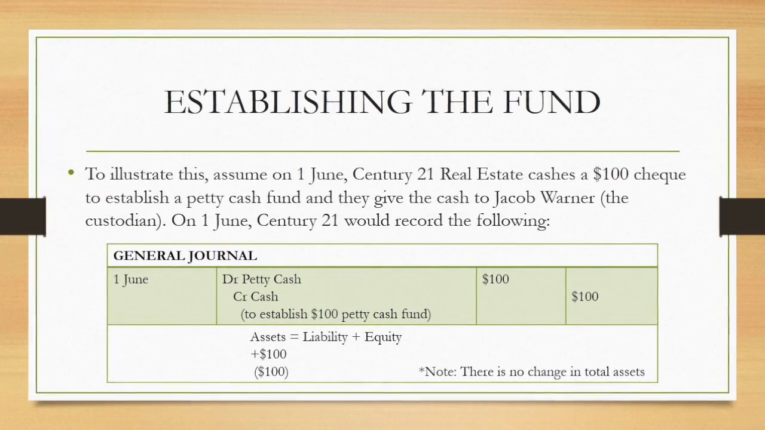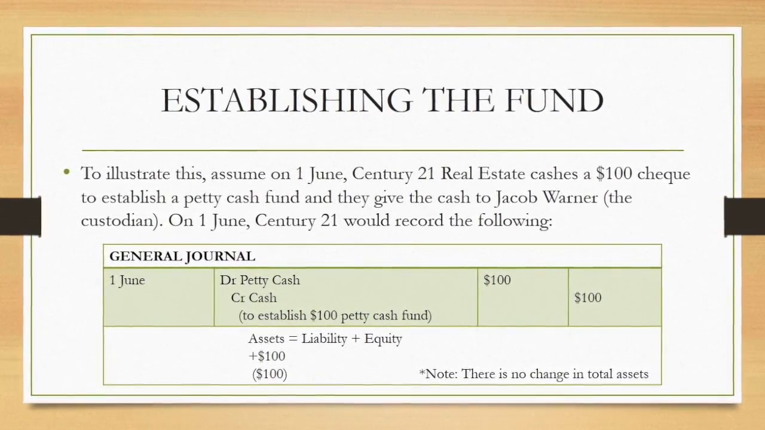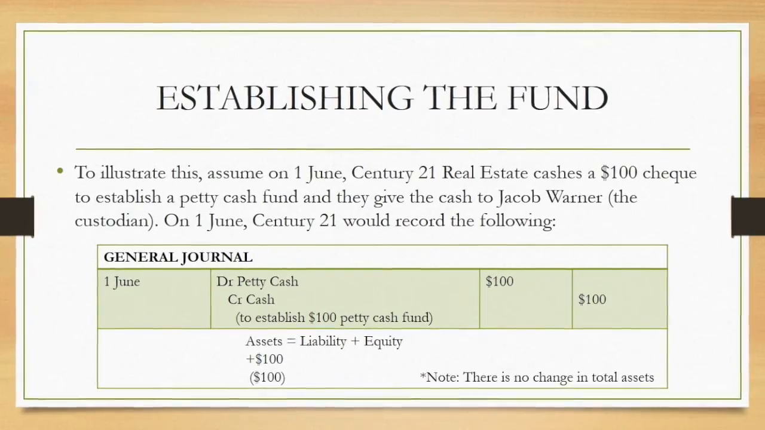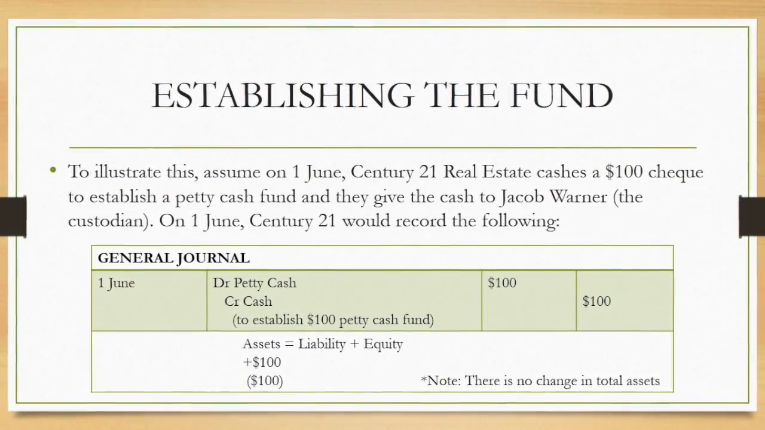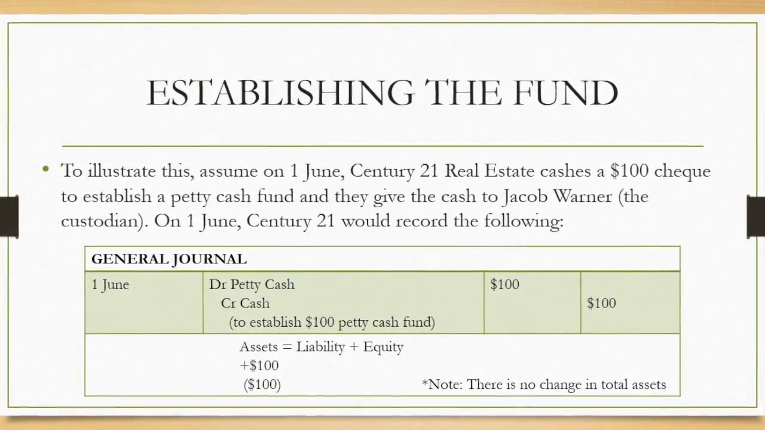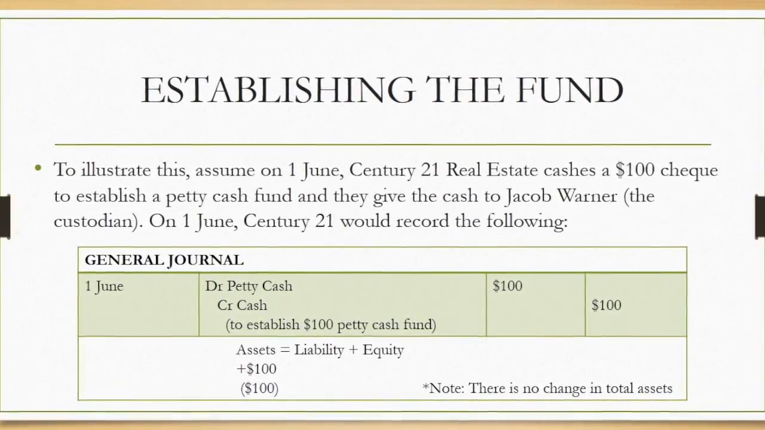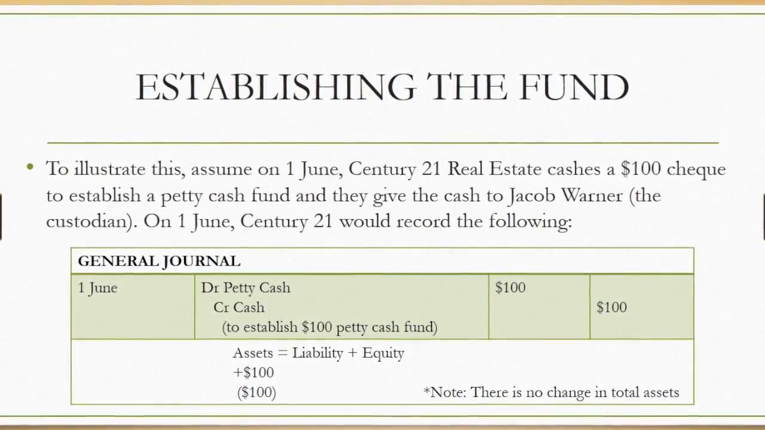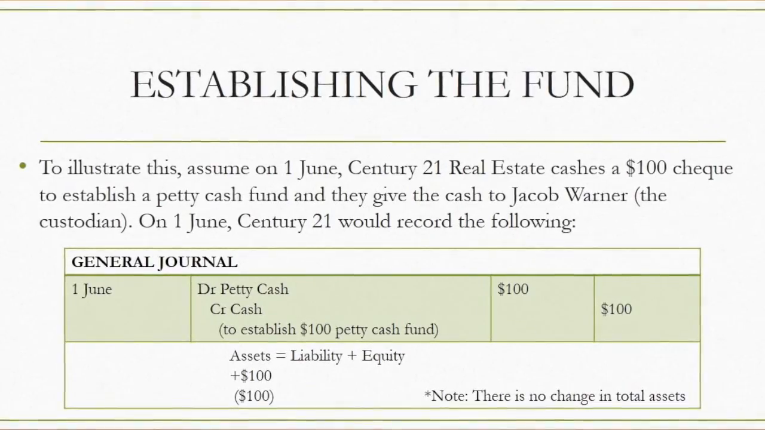An example of how you can establish the fund is through the example of the real estate. So, to establish the fund, we debit petty cash, which is an asset which increases, and credit cash, which is an asset which decreases. It is important to note that the total assets do not change.